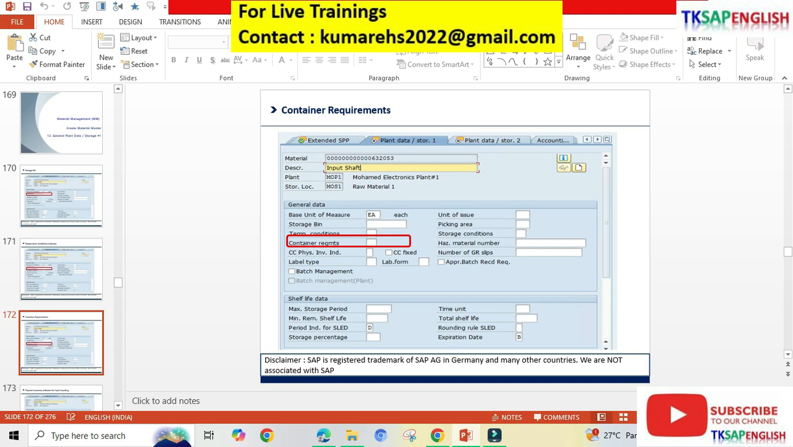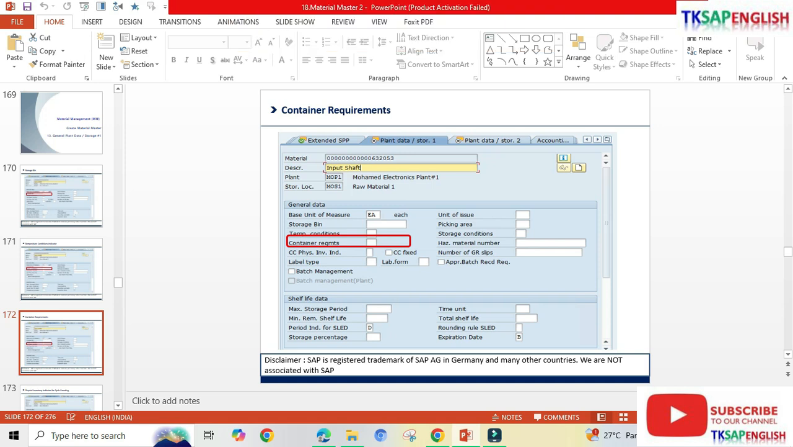So the next one, container requirements, key for the regulation that governs which type of container the material must be stored and shipped in. So the next one, physical inventory indicator for cycle counting. So first of all, what is meant by cycle counting? A physical inventory procedure in which materials are counted at regular intervals during a fiscal year. Fiscal year is nothing but financial year.